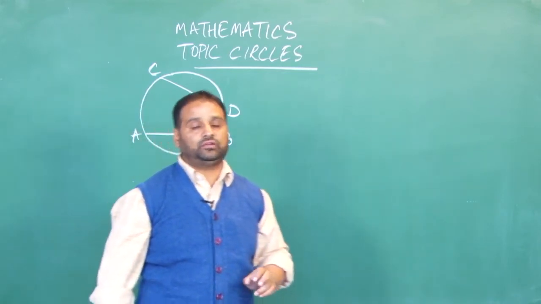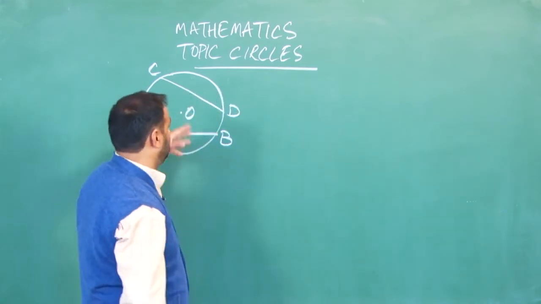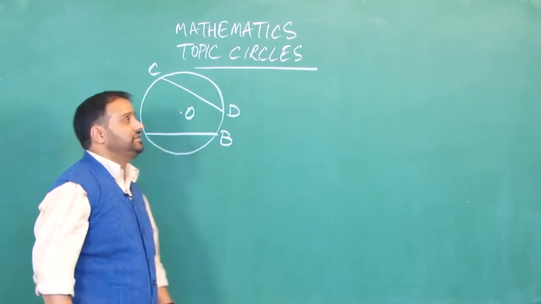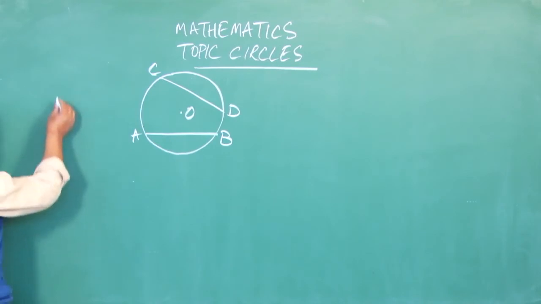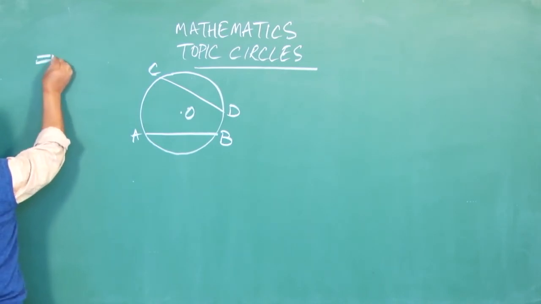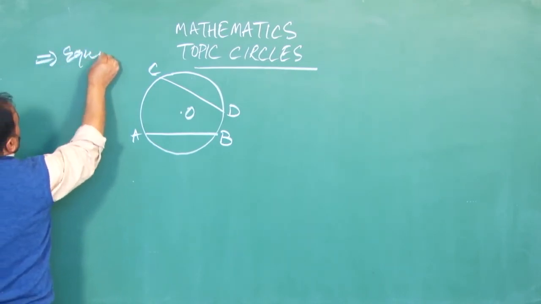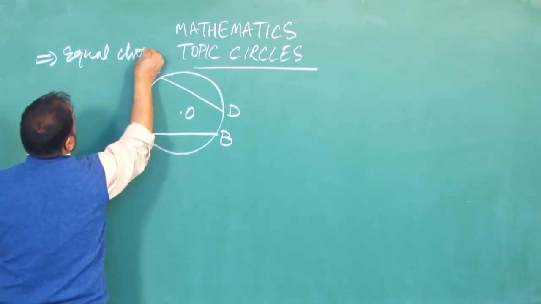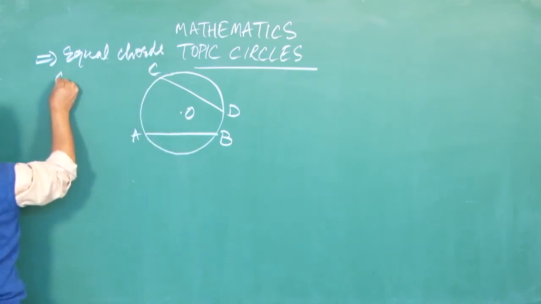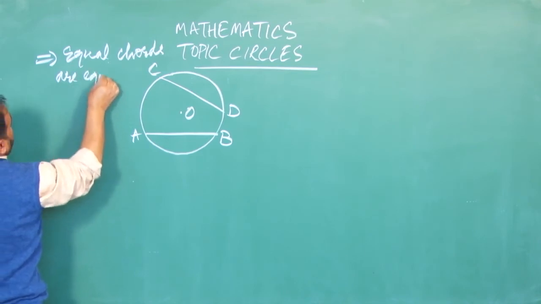But one condition you have to keep in mind is that the chords should be equal. So, this theorem says that equal chords are equidistant from the center. I can write there: equal chords are equidistant from center.